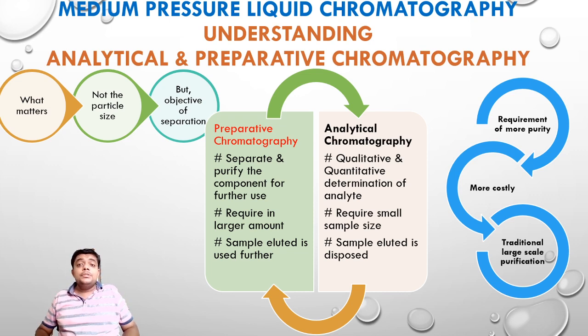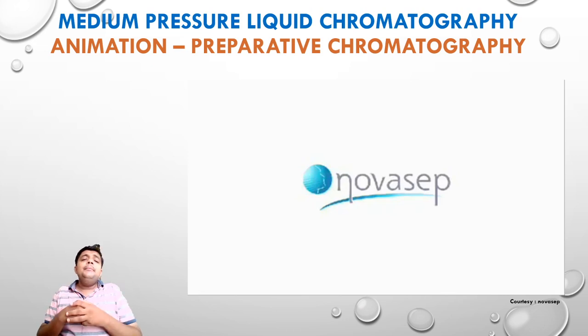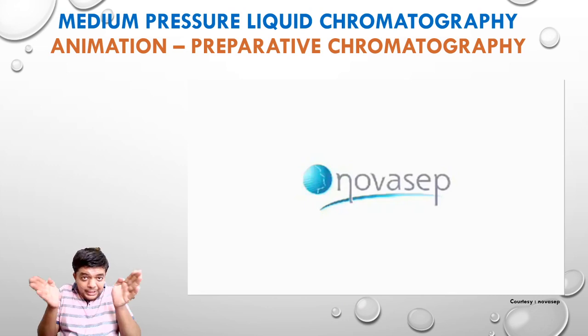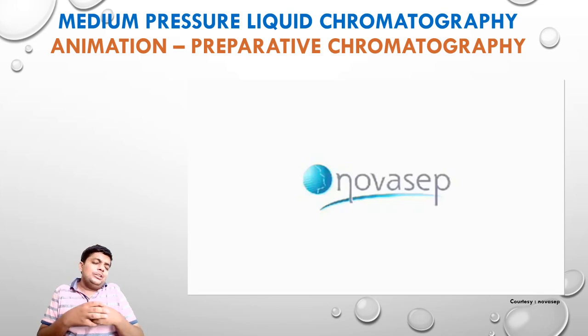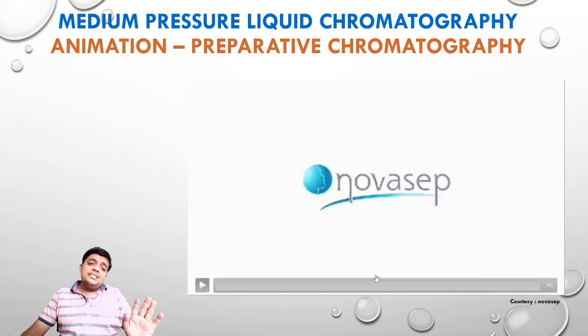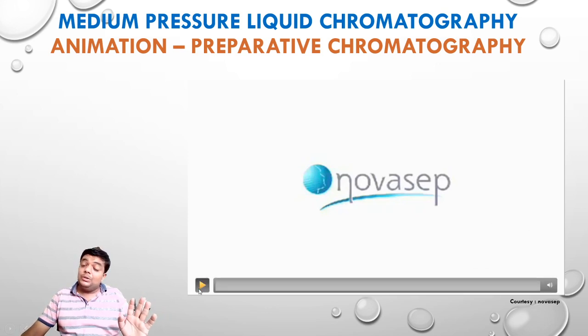Let us now do one thing. I have an animation of a preparative chromatography which I have got from NovaSep. And this NovaSep, where SEP is written, it stands for separation. And this separation somewhat is related to a SEP box that most of the natural product chemists or botanists use today in research. So let us just go through the video. This video will give us a very clear idea of what actually the preparative chromatography principle has to do with. So let us have a look.